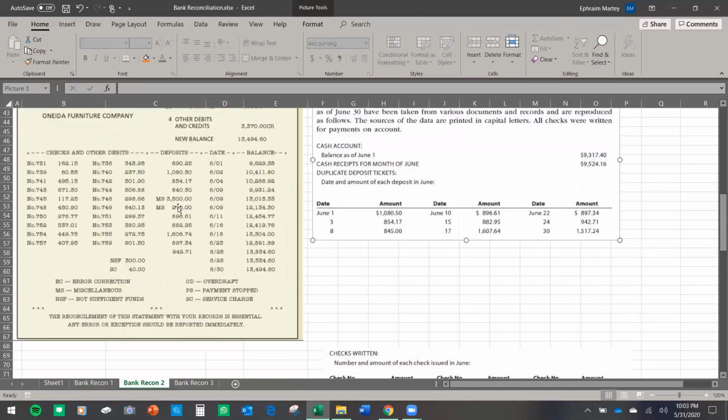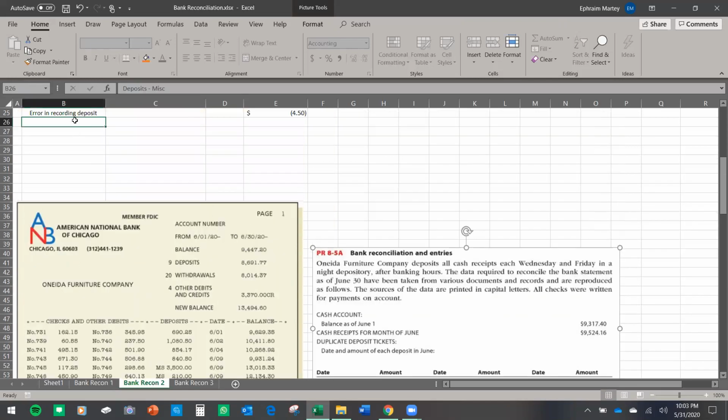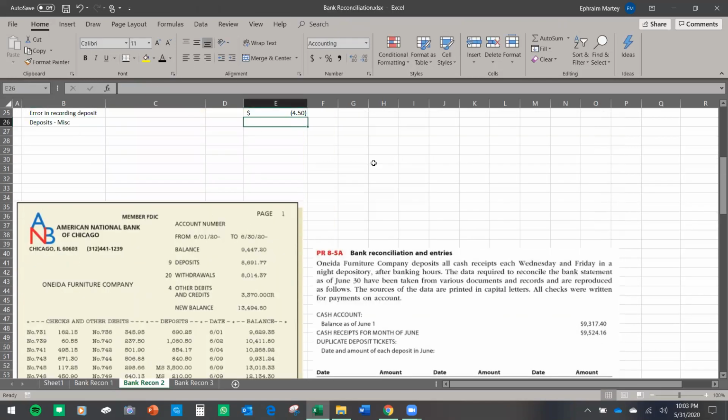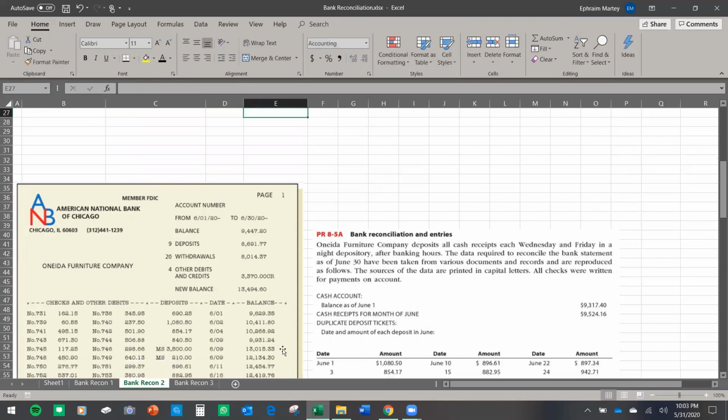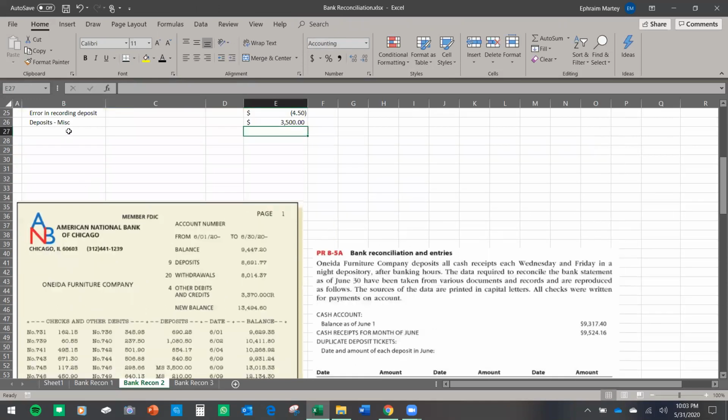So here we have 3,500. It says miscellaneous deposit. So someone put money into our account, or the bank collected money for us. So we have to recognize it in our books because it's not in our books. How are we going to do that? We have 3,500. That increases our money. And then someone also deposited money into the account, that is $210. So we're going to do that.